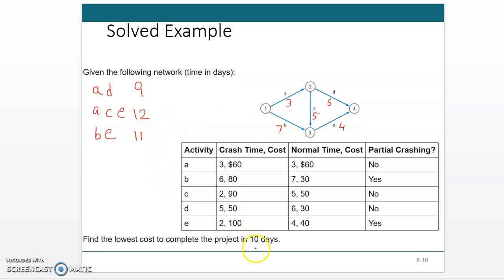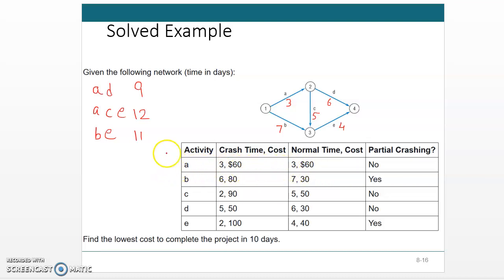What we want is to reduce it to 10 days, but for the lowest possible cost. That means the increase in the cost should be as low as possible. So for this, I think it will be better if we calculate the slope of each activity.